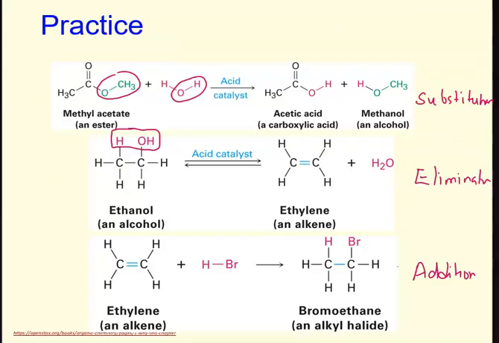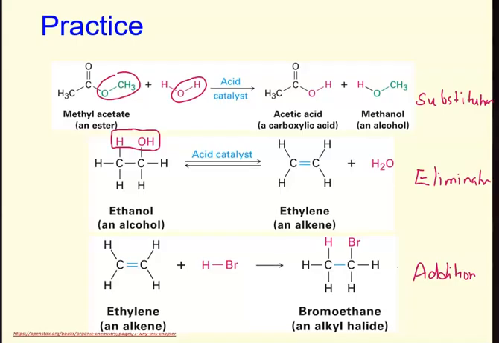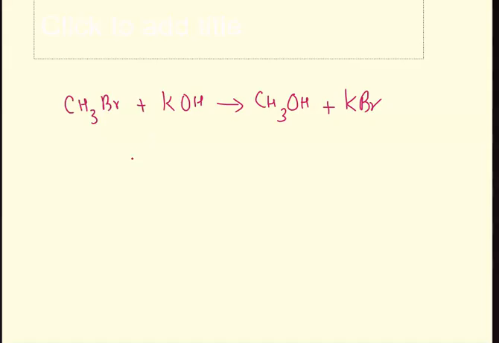Okay. We can do maybe one more before we move on to the next part. Okay, here say for example I have CH3Br plus KOH to give CH3OH plus KBr. Okay, so the question is, can you identify what type of reaction it is? Is it an addition, substitution, elimination, or rearrangement?